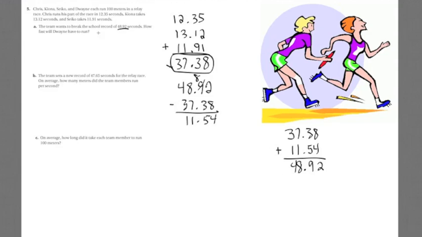So back to the question, it says, how fast will Dwayne have to run? He's going to have to run the race in less than 11.54 seconds. And if he runs it in less than 11.54 seconds, then the team will break the school record. Alright, that's A. Let me get some of this stuff out of the way here.